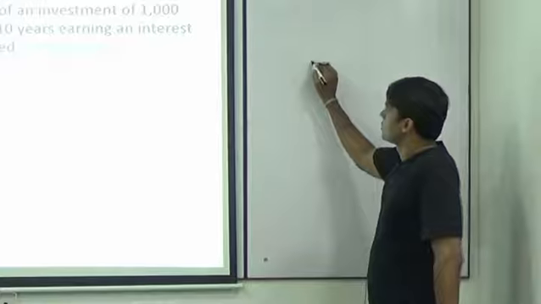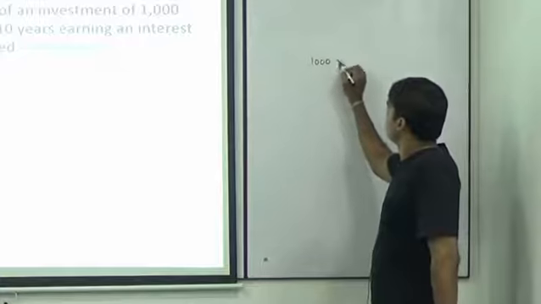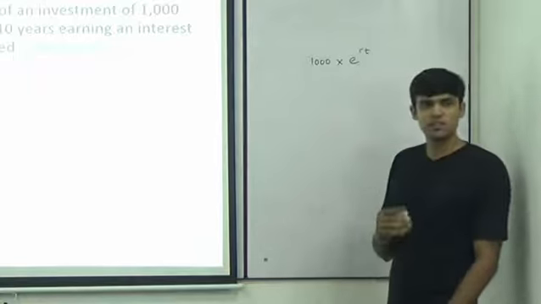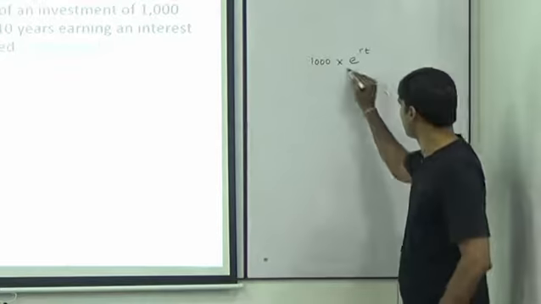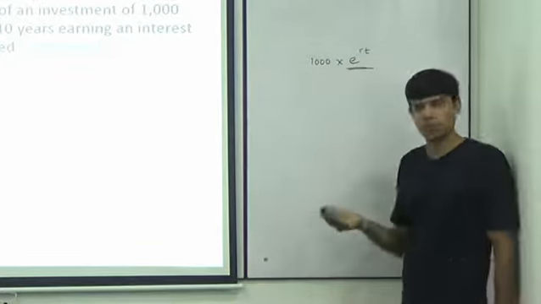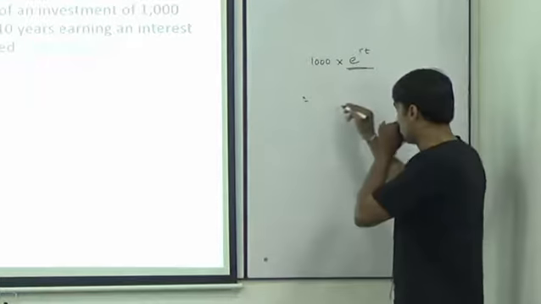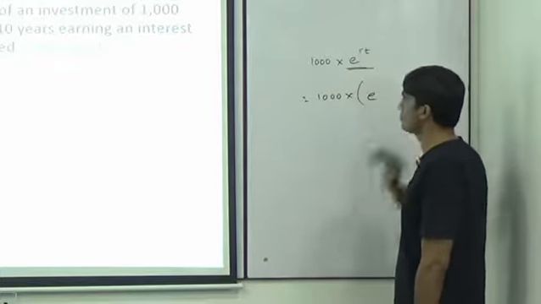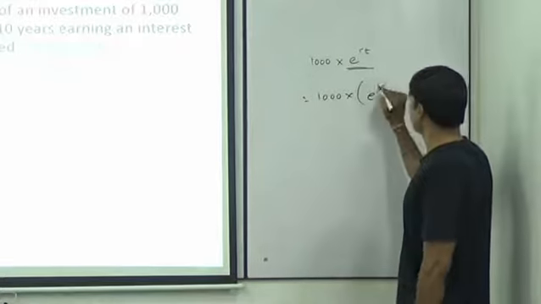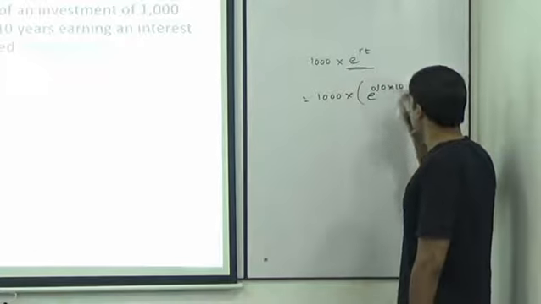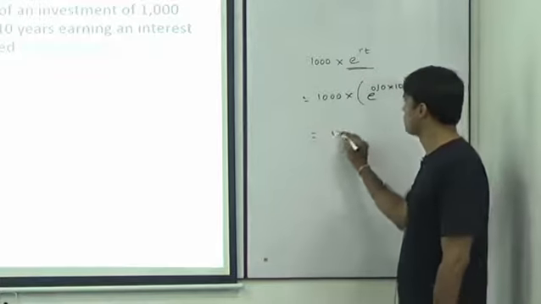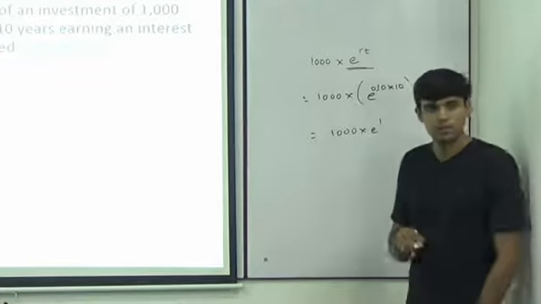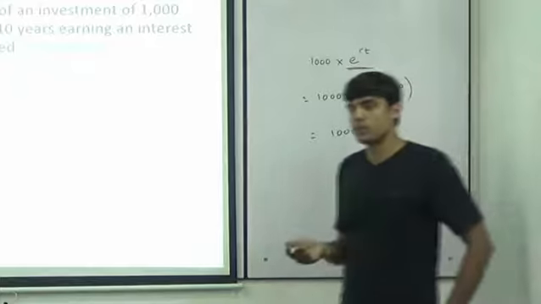See, it is 1000 into e raised to the rate of interest and time period. Right? This is the function which is never going to be tested in our examination. This we do just for understanding. So it is 1000 into e raised to, what is the rate? 0.10. How many years? 10 years. So finally it is 1000 into e raised to 1. Right, this is what we have to find out.